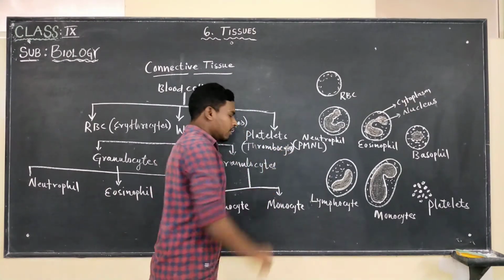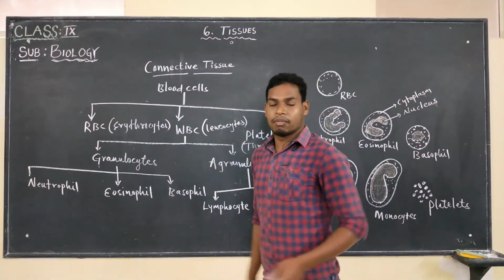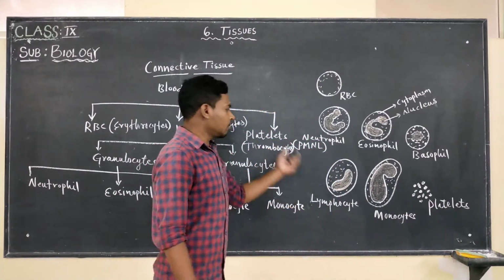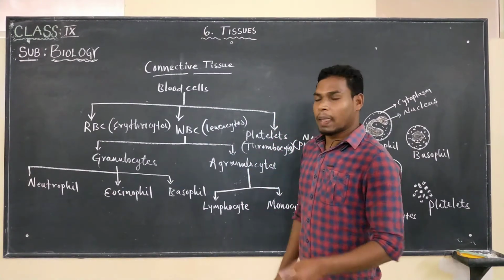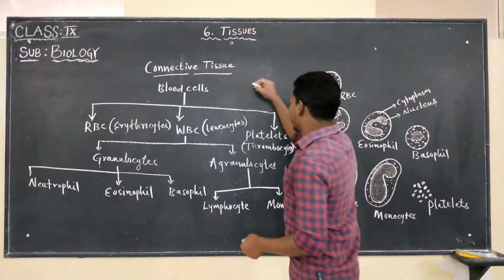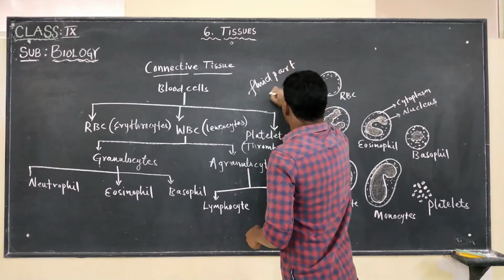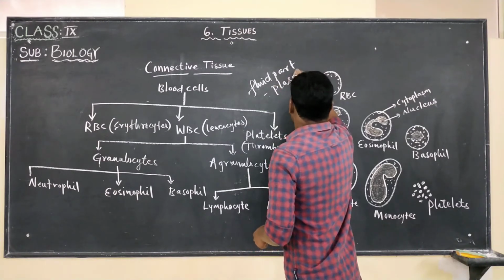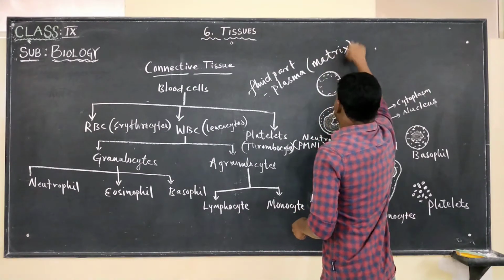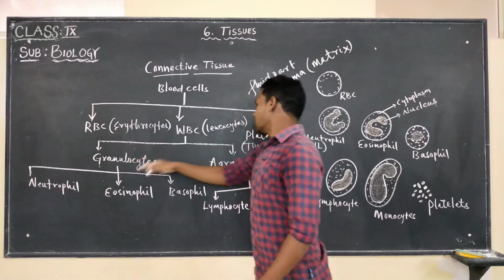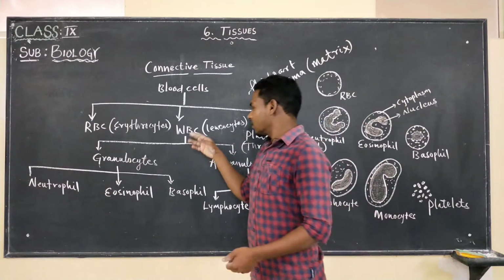So all these cells are suspended in the fluid part known as matrix, or commonly known as plasma. The fluid part of the blood is known as what? Plasma. In other words we can call it matrix. So in the matrix we see RBC, WBC, and platelets.